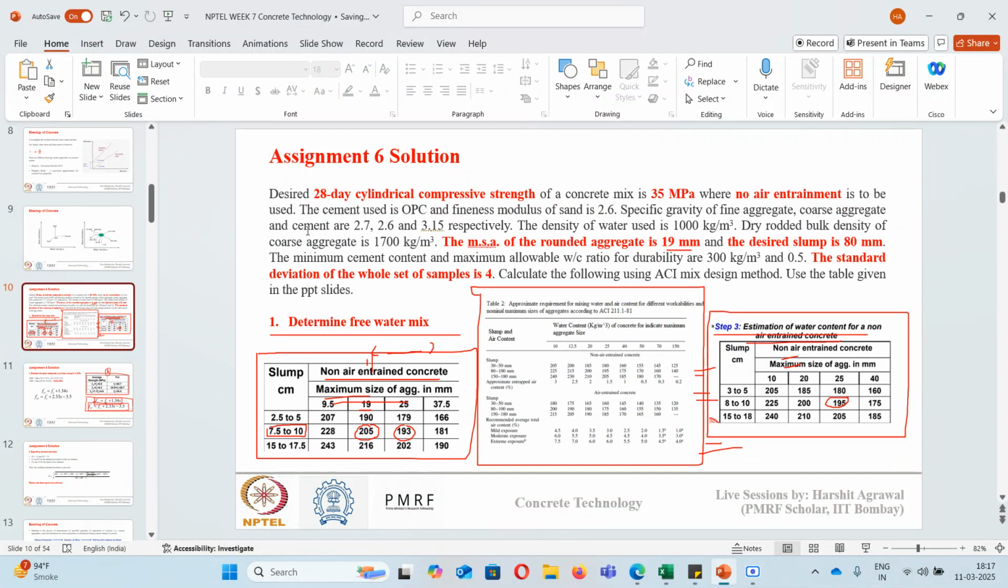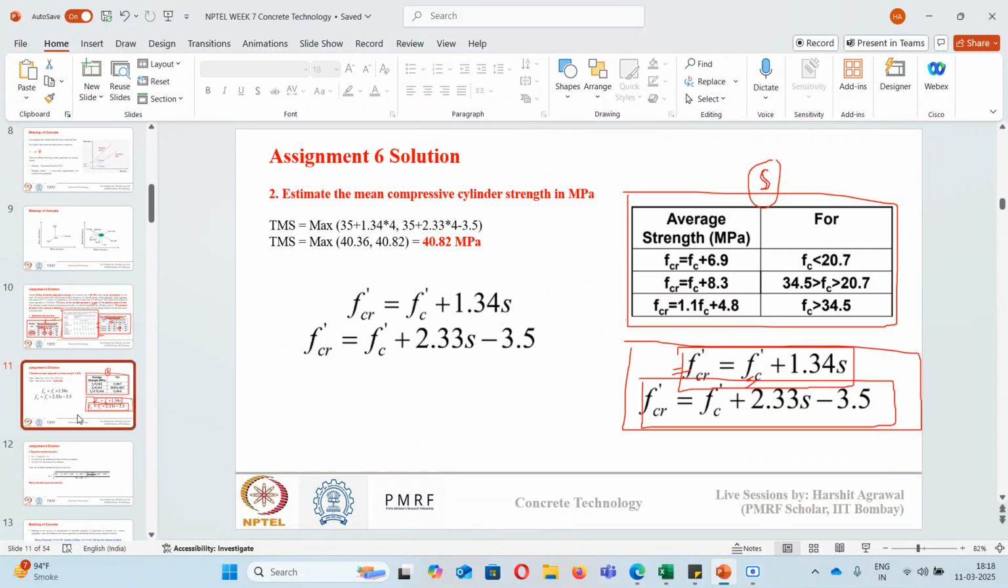Yes sir, you might be getting confused between IS and ACI code. That conversion we talked about, 0.8, is for IS code, like in practical cases when we report the value. I think, sir, in a question, if they have given the compressive strength as per cube, then you have to convert it into cylinder. Then after that, you have to proceed with the steps.